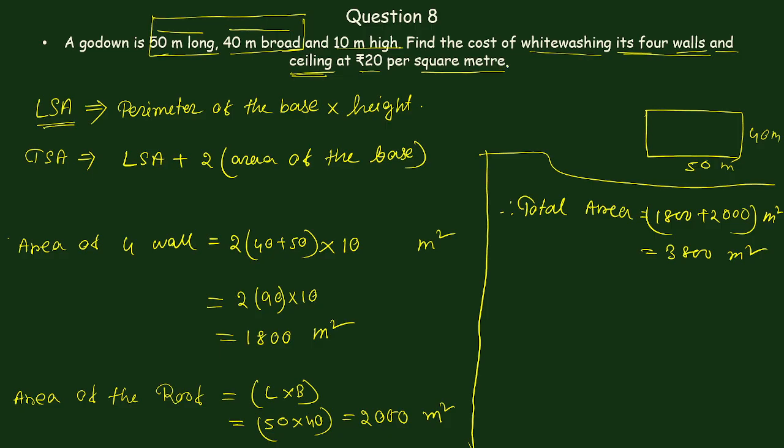Now cost of per square meter is 20. Therefore total cost is 3800 multiplied by 20, that is rupees. So 38 into 2, double of 38 is 76 and 3 zeros will be there. This is your final answer. I hope this is clear. Now move to the next question.